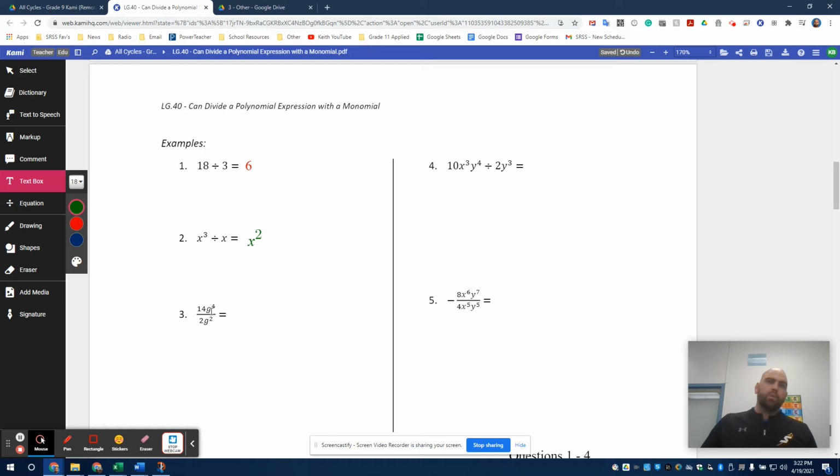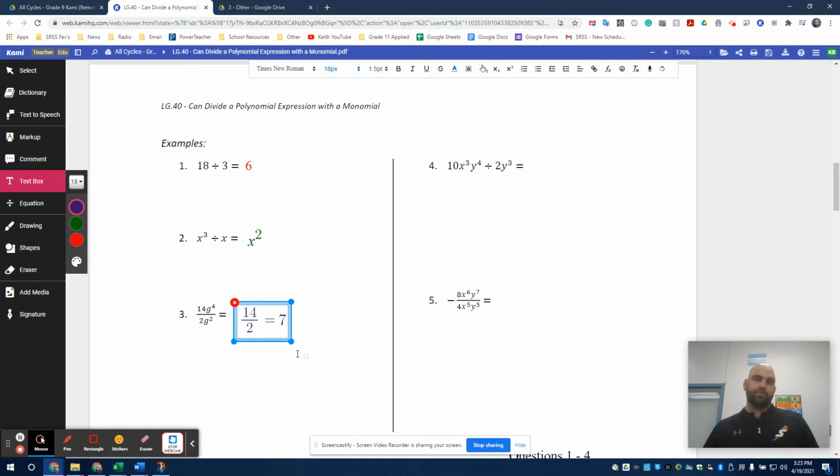Next one here, now we're dealing with a little bit more. And so what I'm going to do is put it into two separate statements. We're going to take the first one, which is 14 over 2. 14 divided by 2 is 7. So our coefficient is going to be 7.